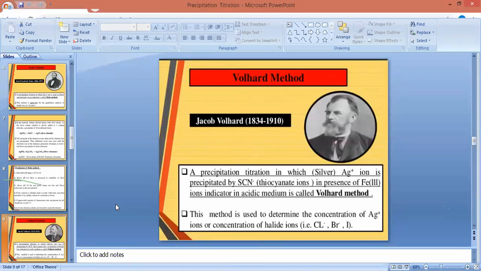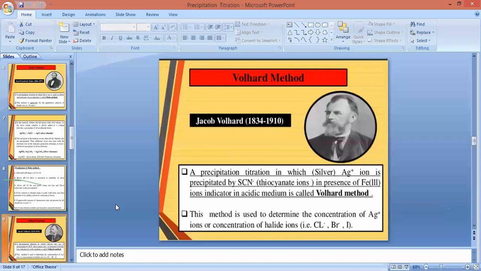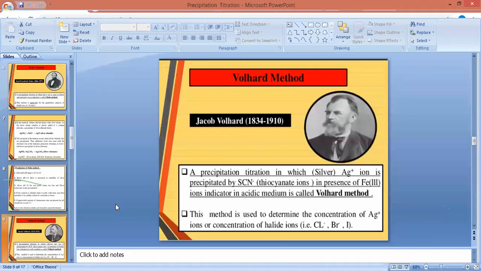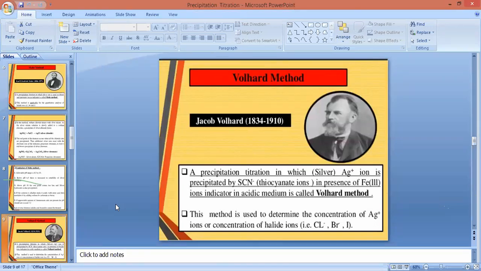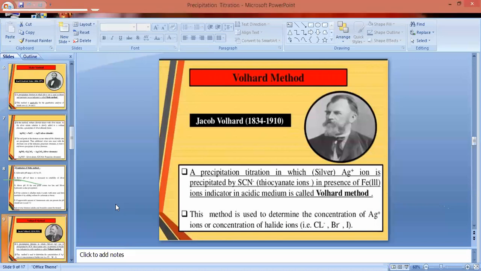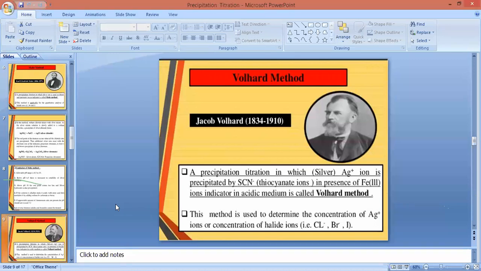So in case of Volhard method of analysis, firstly, we are going to add excess amount of silver nitrate to the analyte, that is chlorine, bromine or iodine. Whatever the amount of chlorine present in that analyte will react with the Ag of silver nitrate. The unreacted or excess amount of silver nitrate is then back titrated with the second precipitating reagent, that is ammonium thiocyanate. And in case of Volhard's method of analysis, ferric ion is used as an indicator.